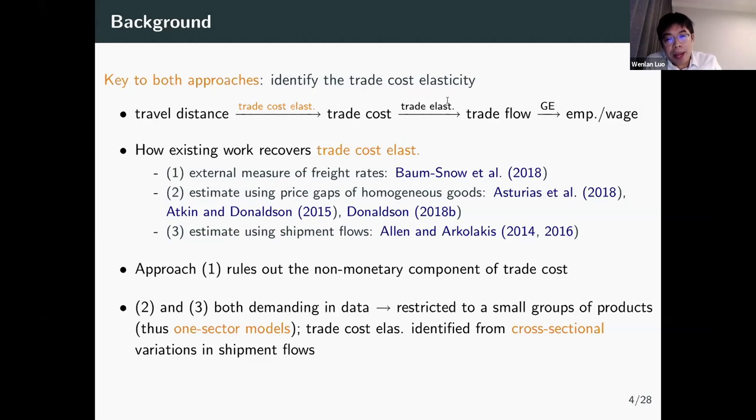And the remaining thing, which is somewhat better understood, is how the trade cost changes trade flow based on the trade elasticity and through the general equilibrium model affects aggregate variables like employment, wage, and consumption. And so this subject is of the interest of the current paper.